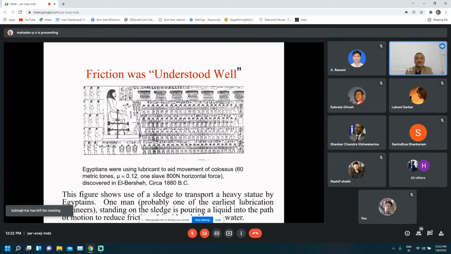So friction was not a new term; it was very old. You can see the application of tribology in earlier history. A statue was transported from one place to another by using water, some kind of solvent like water. You can see a big statue weighing more than 600 to 800 tons being moved by pouring some kind of liquid. The earliest tribology engineer can be seen over here.